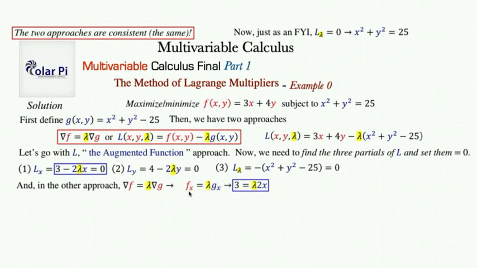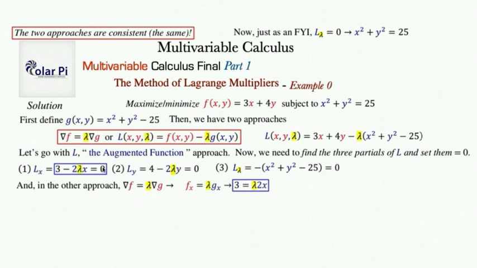And so the first equation is partial with respect to x of f equals lambda times partial with respect to x of g. Now partial with respect to x of f, looking at f, is just going to be 3, equals lambda times partial with respect to x of g, well, where is g? Right here, it's going to be 2x. So 3 equals lambda times 2x. Okay, good. And similarly, before I move on too fast, notice that it's the same as setting the partial with respect to x of L equal to 0.